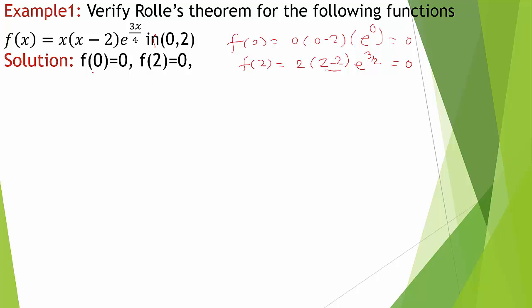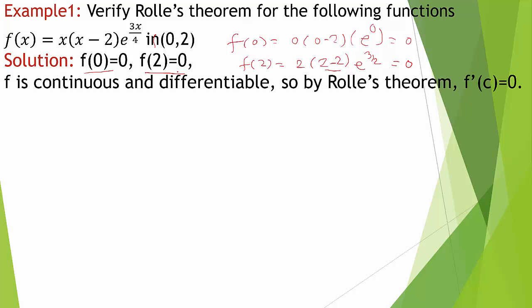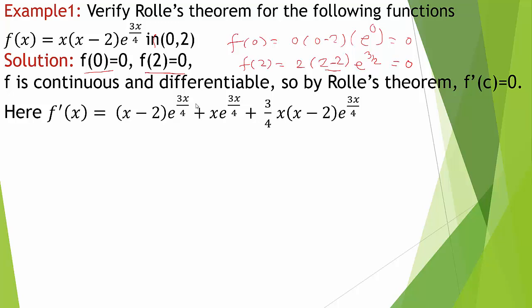Therefore, f of 0 equal to f of 2, so this condition of Rolle's theorem is satisfied. f is continuous, clearly, and f is also differentiable. Therefore, all three conditions of Rolle's theorem are satisfied. And hence, by Rolle's theorem, we can conclude that f dash c equal to 0. We have to check whether f dash c equal to 0 or not.